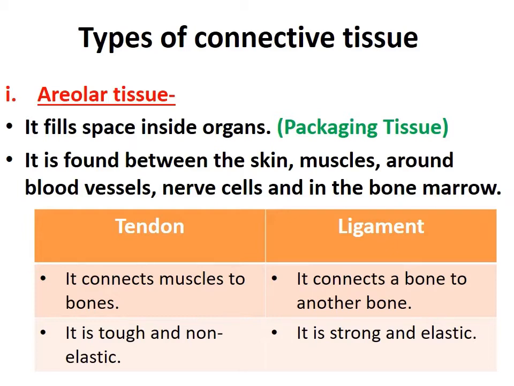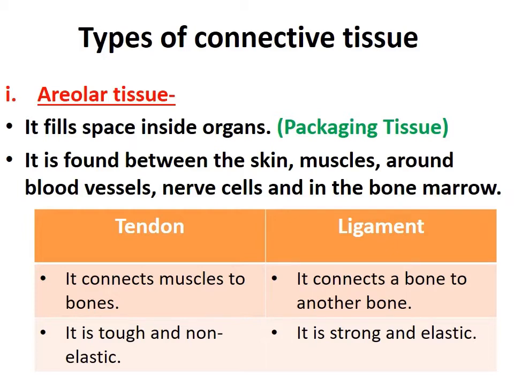So now we will see that what is the location of areolar tissue. It is found between the skin, because if there is space between the skin, that space is filled with areolar tissue. Likewise, muscles around the blood vessels, nerve cells and in the bone marrow. Means wherever the spaces are present inside the organs, those spaces are filled with areolar tissue.